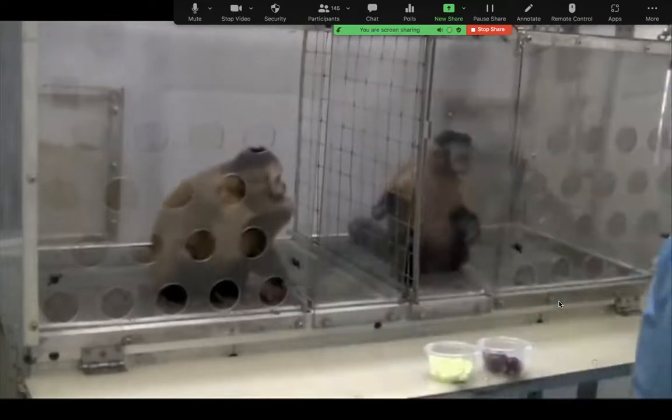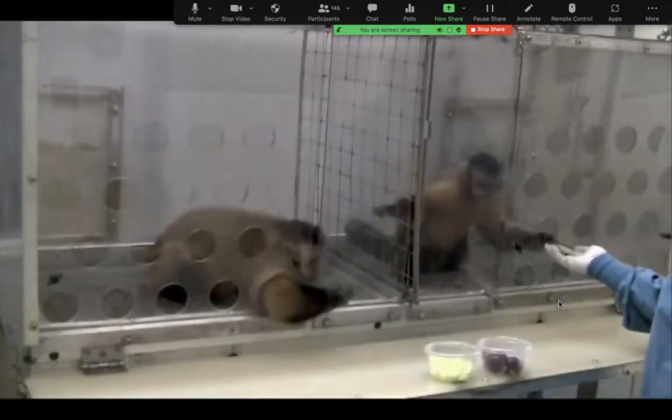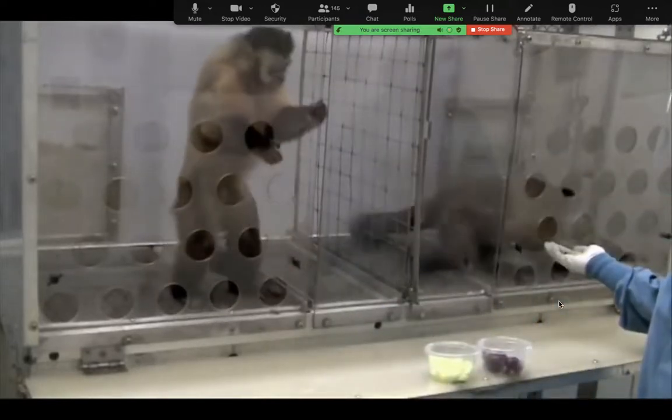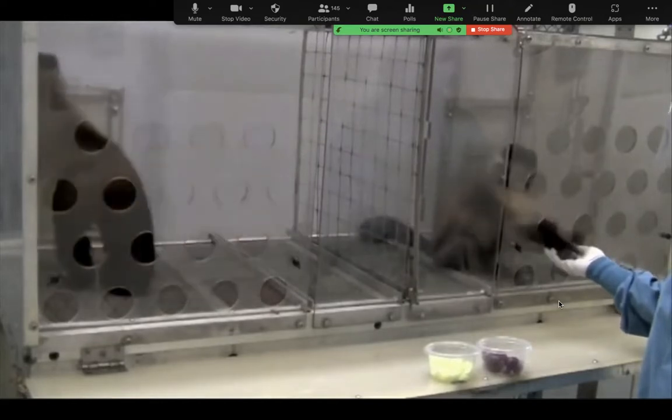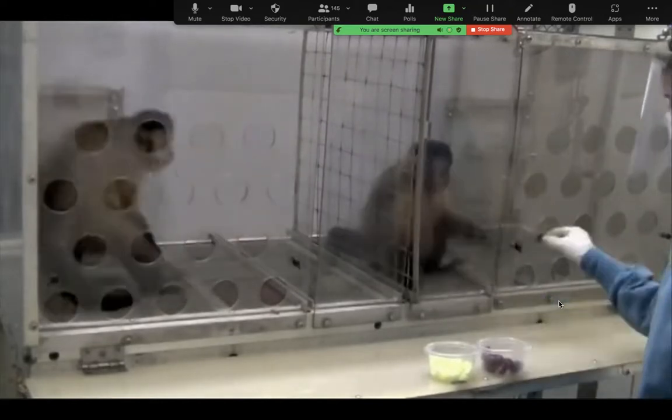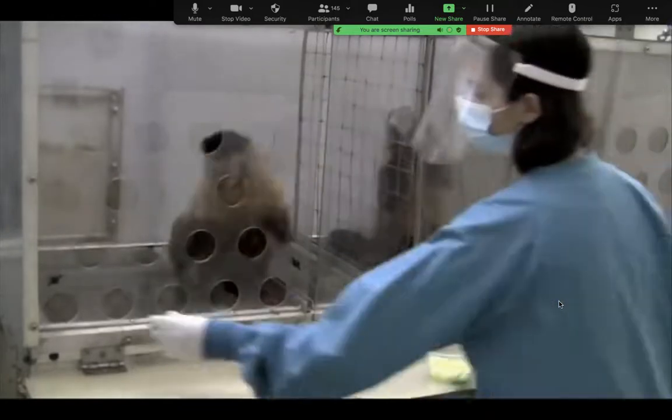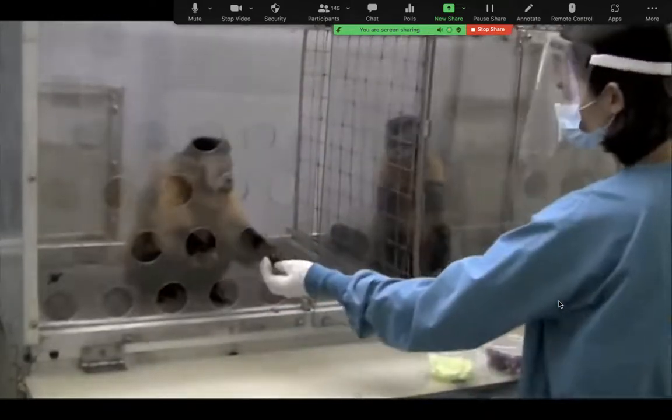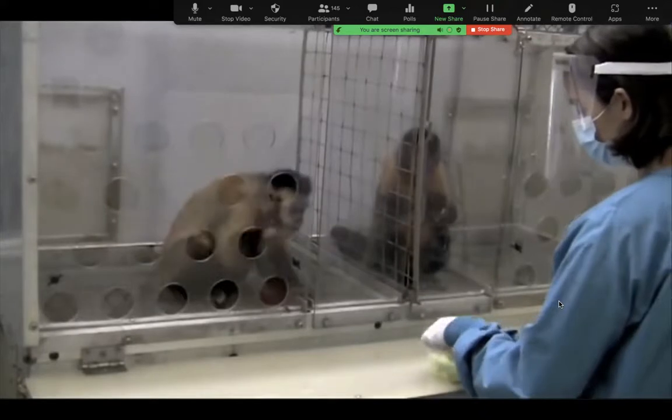And we give her a piece of cucumber, and she eats it. The other one needs to give a rock to us. And that's what she does. And she gets a grape. And she eats it. The other one sees that. She gives a rock to us now, gets again cucumber.